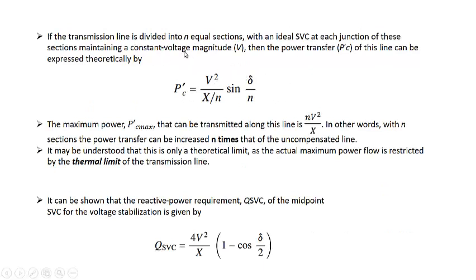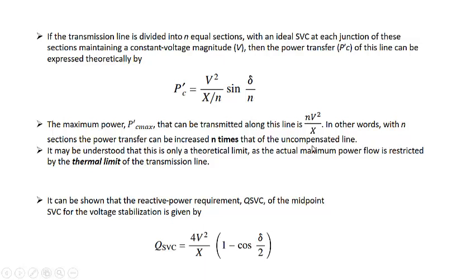Similarly, if the transmission line is divided into n equal sections with an ideal SVC at each junction of the section maintaining a constant voltage magnitude V, then the power transfer of this line can be expressed as, theoretically, P dash C equal to V square by X by N sine of delta by N, and the maximum power that can be transmitted along the line will be N into V square by X. In other words, with n sections, the power transfer can be increased n times that of the uncompensated line. That seems okay, and that seems to be quite tactical.